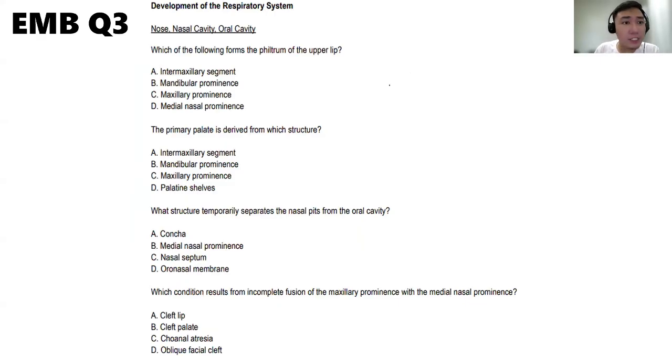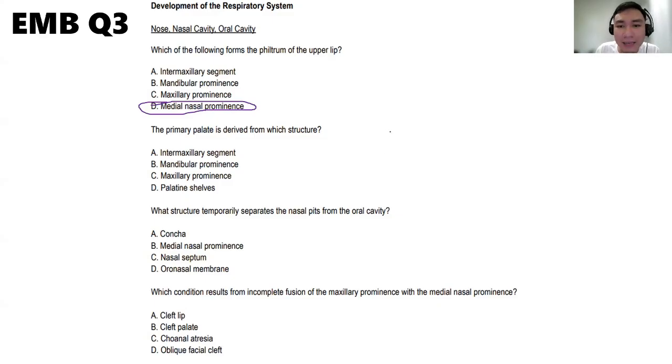Okay, some questions from the embryology quiz last year. So, which of the following forms the philtrum of the upper lip? So, yung philtrum of the upper lip, that's this one. Ano nga yung nagpo-form yan? That's your medial nasal prominence. So, this one. Okay?